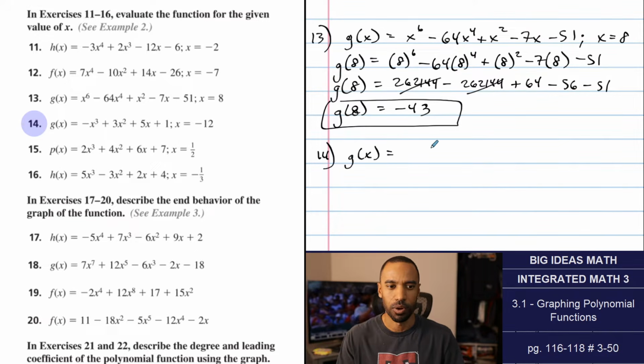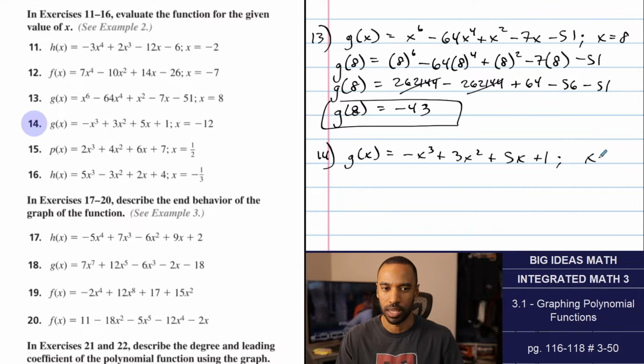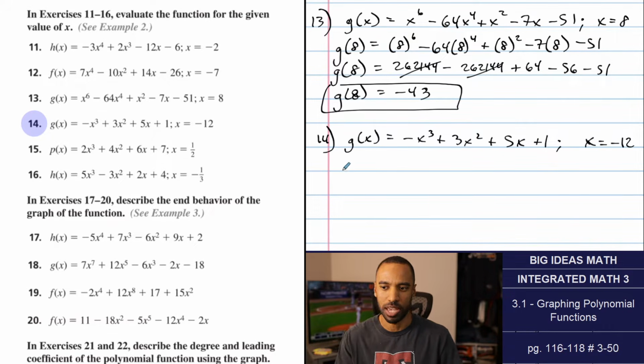G of x equals negative x cubed. Careful with that. Plus 3x squared plus 5x plus 1. And we're going to substitute negative 12. Now, be careful on the first one. Notice what I'm doing for substitution each time, guys. I am not skipping steps for your sake. I want to make sure you understand.